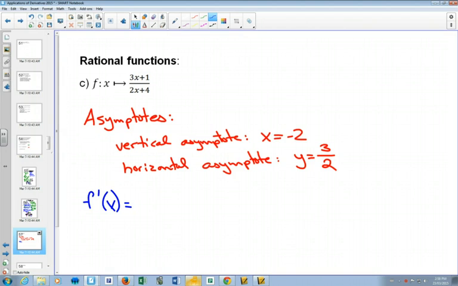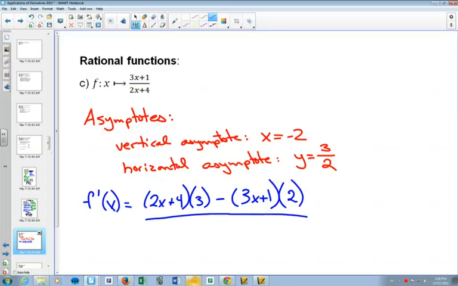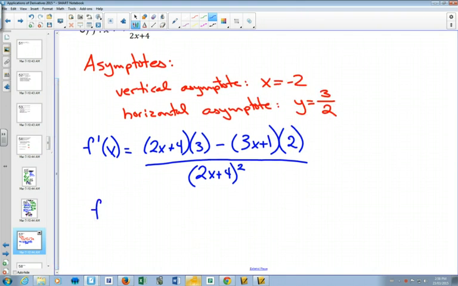And you can use the quotient rule. Keep the bottom the same, derivative of the top, minus keep the top the same, derivative of the bottom, over the bottom squared. Simplifying the top here, distributing, we're going to get a 6x minus a 6x, and then a 12 minus 2, which will just equal 10 on the top.